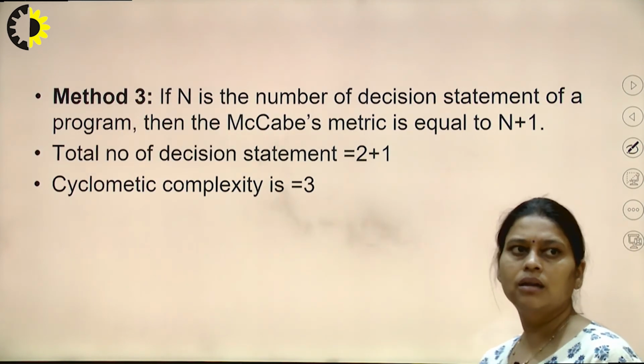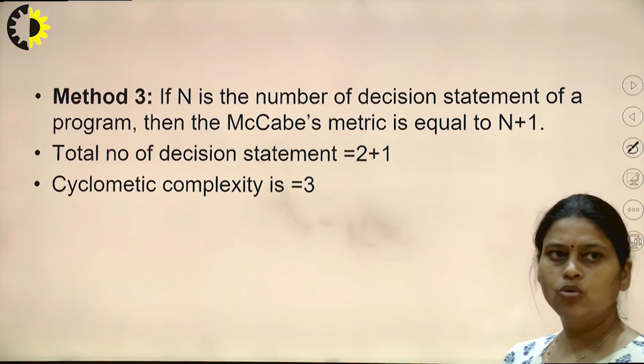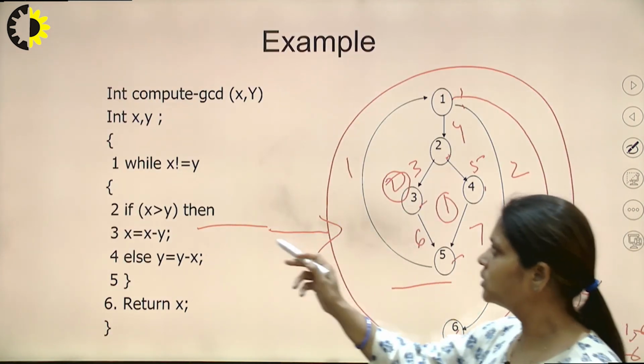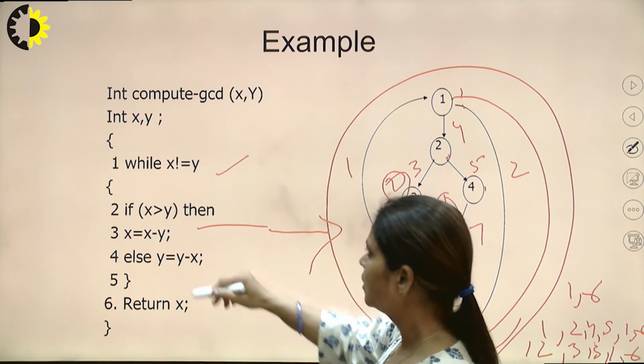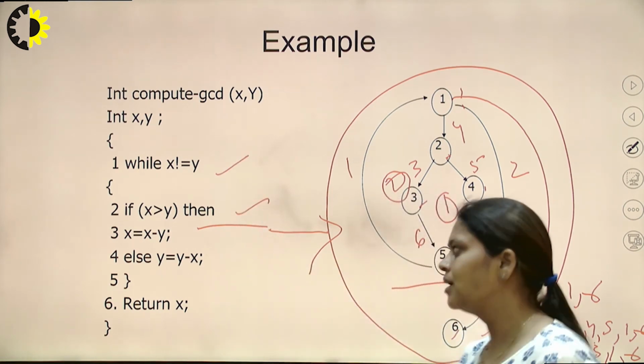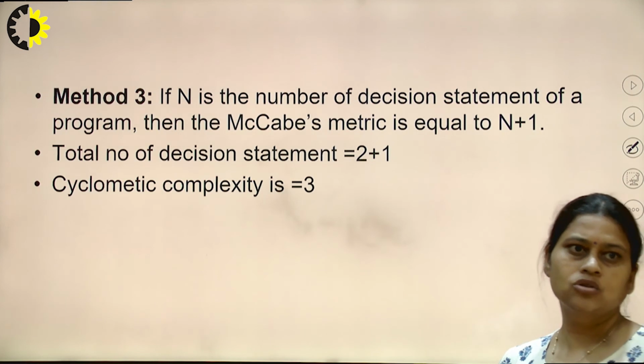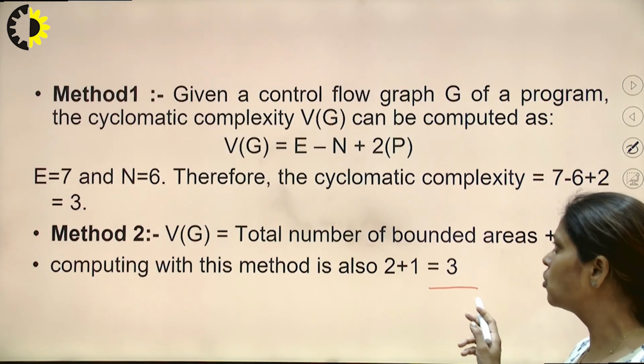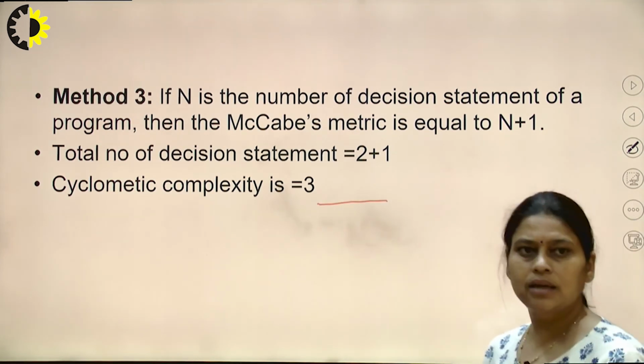Again with the third method, we have to count the total number of decision statements in the given program. So the first decision has been taken here, which is while, and the second decision is if. So again we calculate, this is also 3. With the third method it is also 3.